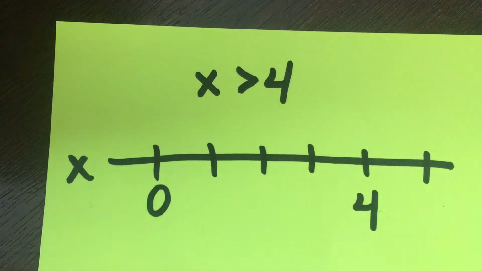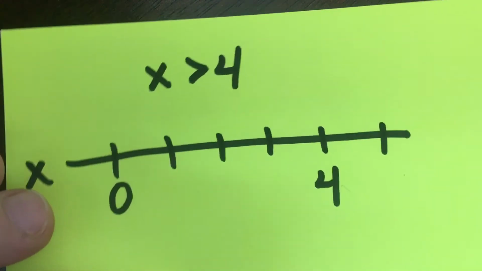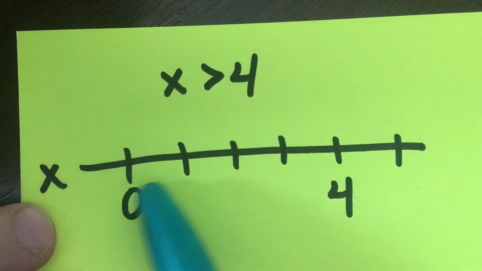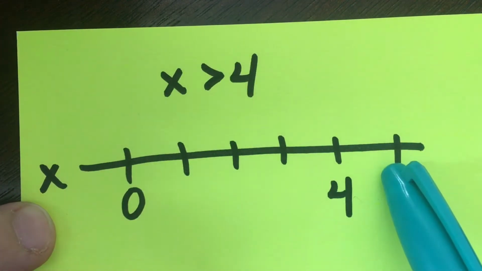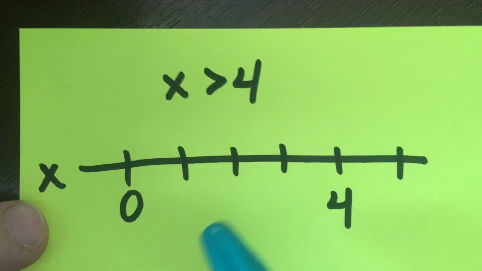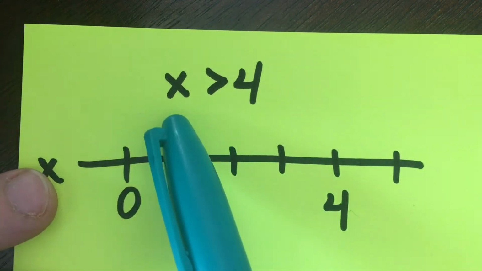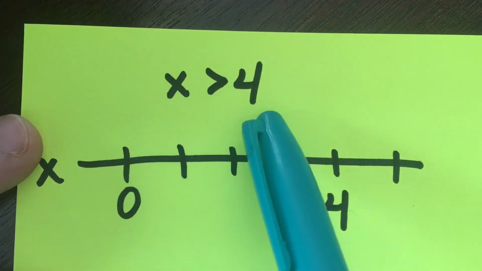All right, here's a quick video on how to plot inequalities. We're just going to look at the x-axis when it comes to plotting these inequalities. We're not going to look at the full graph. So when we read this, it says x is greater than 4.